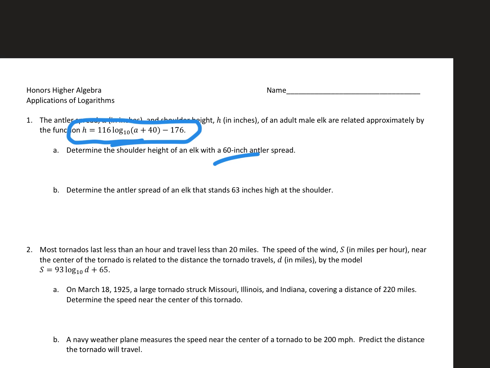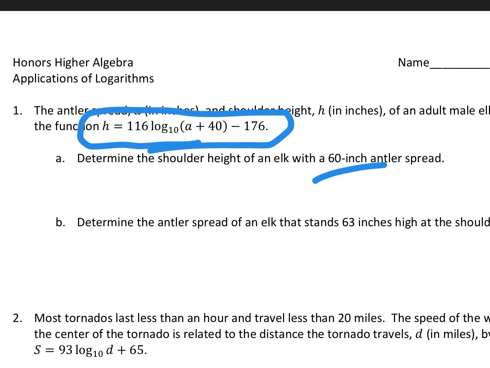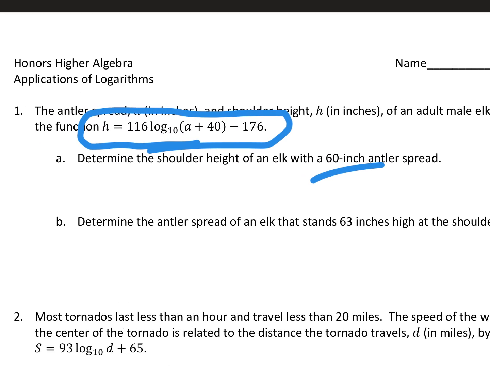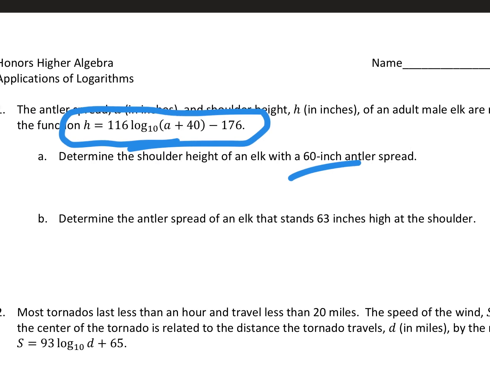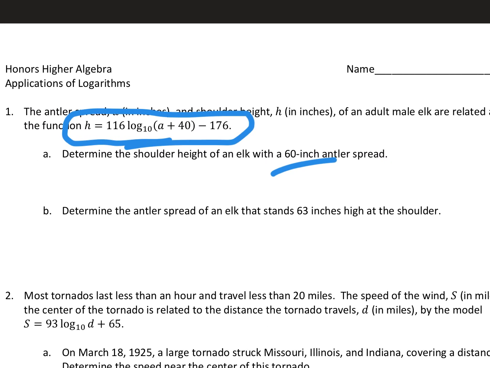Pro tip. Actually write it out. On some of these, sure, it'll end up being easy enough that you can do it by just typing it in the calculator. But if you put in antler spread, is that A or H? I don't know. I've got to look it up. Because antler spread, it could be A. I don't know. I better look.